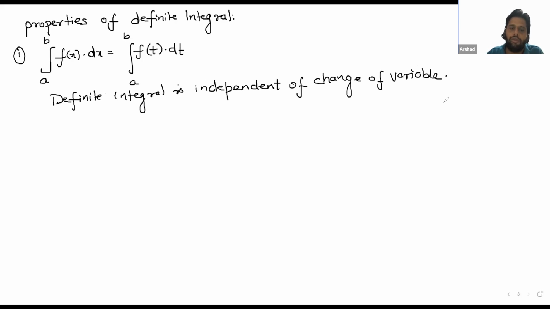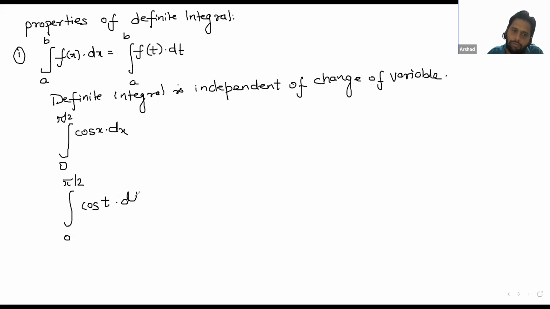Okay, so what does this mean? This means if you have the integral from 0 to pi by 2 of cos x dx, or the integral from 0 to pi by 2 of cos t dt, if you see here, you have cos x dx. Here the variable is x, here the variable is t, but the function and the limits are same.